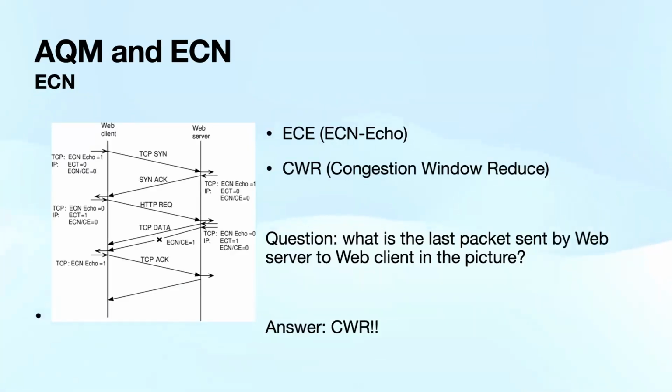Okay, and there are two more bits in ECN. One is ECE, the ECN echo, which is sent by the receiver. Another is CWR, meaning the congestion window is reduced, and this is sent by the transmitter to inform the receiver that the congestion window is being reduced, just like the last transmission in the picture.